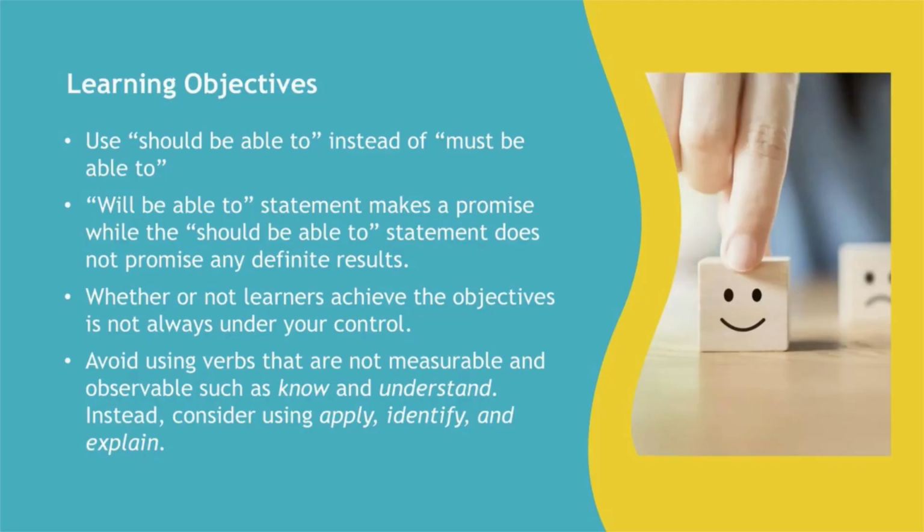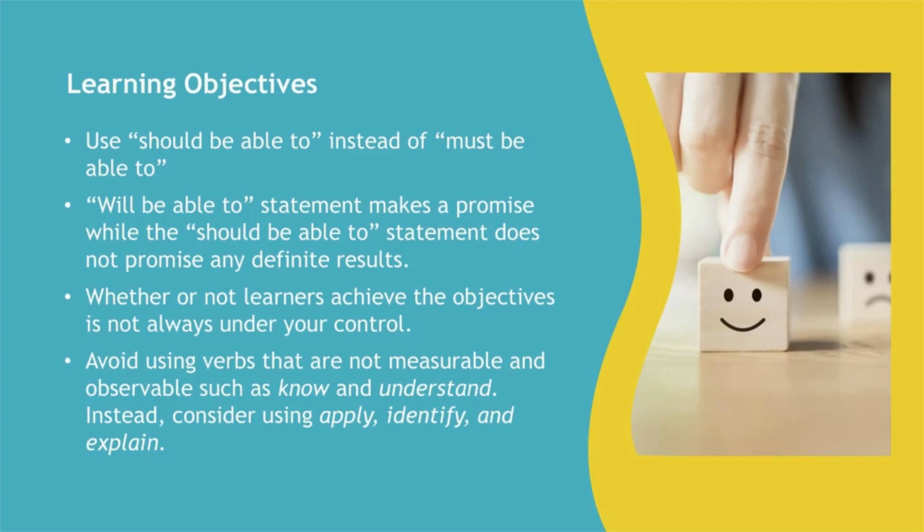The behavior element of the objective should state what the learner will be doing, using action verbs to describe the behavior. Most behavior statements are worded as "should be able to." However, many course creators actually prefer "will be able to." While both statements are correct, I highly recommend using "should be able to" in your objectives. The "will be able to" statement automatically makes a promise, while the "should be able to" statement does not promise any definite results.